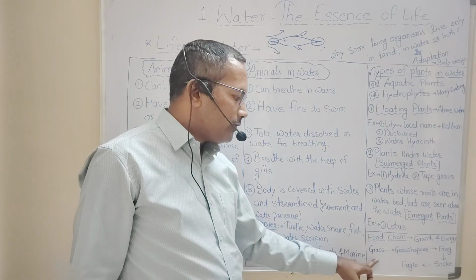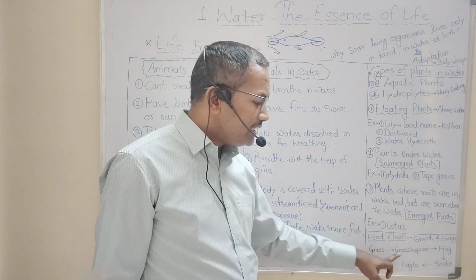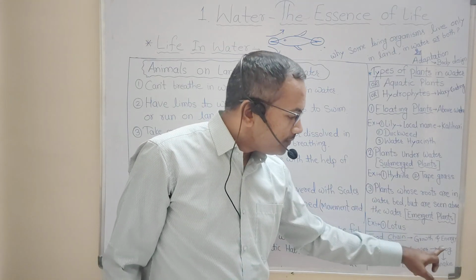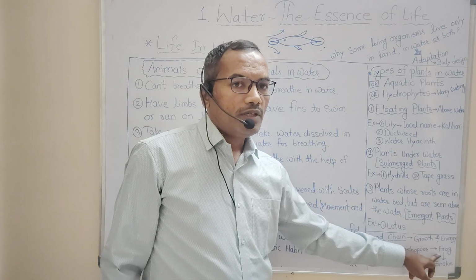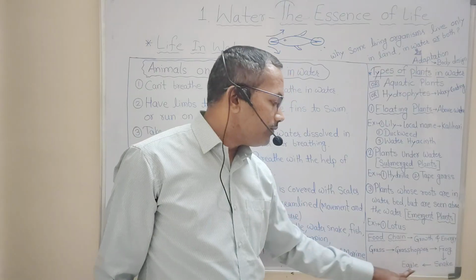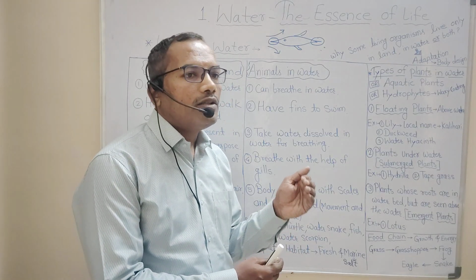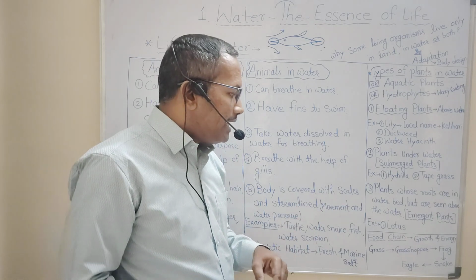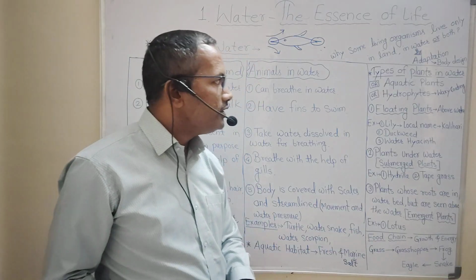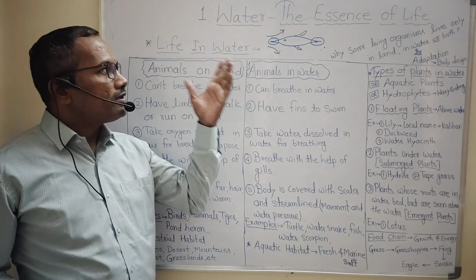One example is given: whatever grass is grown on our land, that grass is eaten by grasshopper. That grasshopper is again eaten by frog. Then frog is the food for snake, and snake is the food for eagle. Means one kind of organism depends on another kind of organism for food, and such a chain made by different organisms is called food chain. So this is the last and third part of this topic, water, the essence of life.